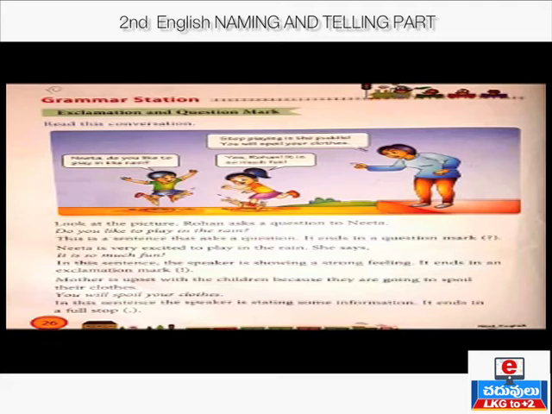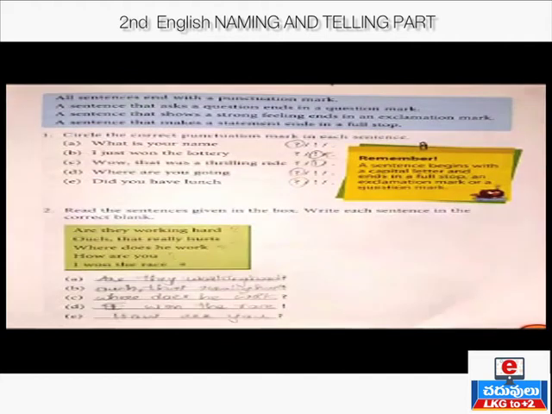If the sentence is asking a question, it ends with a question mark. If the sentence is showing a strong feeling, it ends with an exclamation mark. Okay, children, if the sentence is stating some information, then it ends with a full stop. All sentences end with a punctuation mark. Children, all sentences end with a punctuation mark.